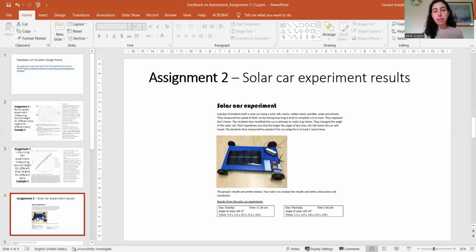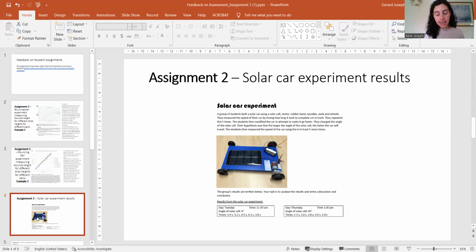In this second assignment, students were given the data for a hypothetical solar car experiment. The angle of the solar cell was adjusted and the time that the solar car took to travel 6 metres was measured. Students had to calculate the average speed of the solar car at each angle of the solar cell and graph the results on Excel, adding a trend line. Students then had to interpret the data, identifying any trends.